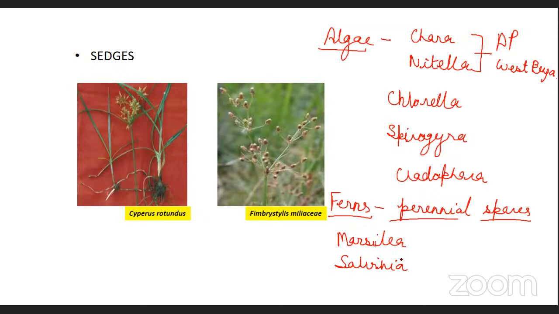Can anyone tell me the common name or the English name of this Marsilia and Salvinia? And one more, we are having Pteridium, on the basis of their family name. Who is going to tell me the name of Marsilia and Salvinia?